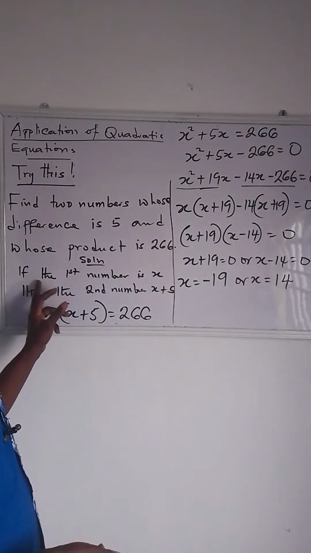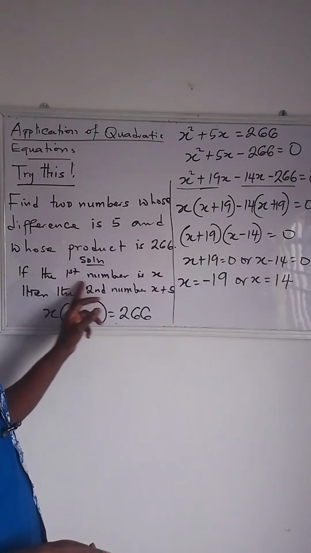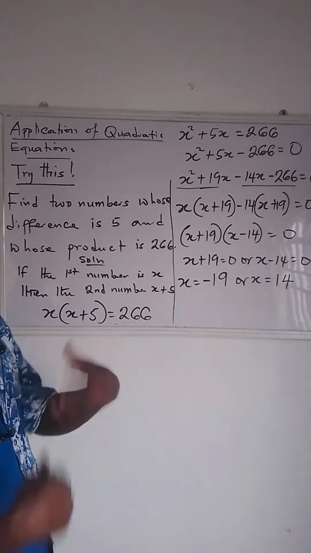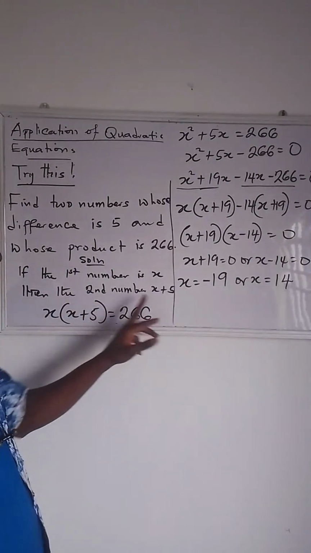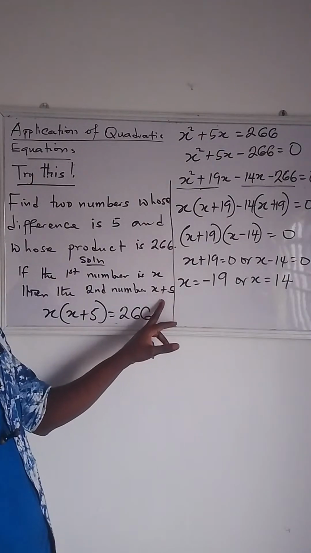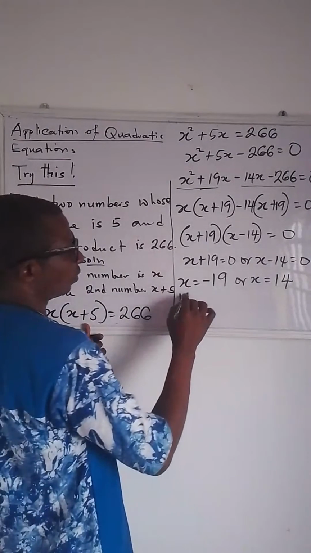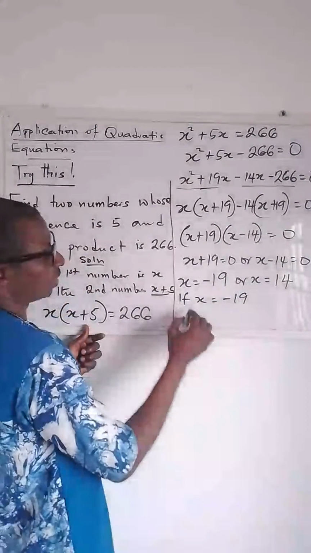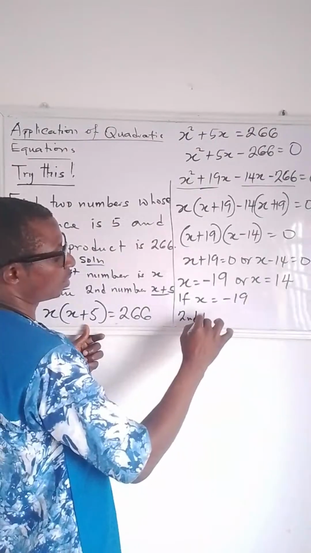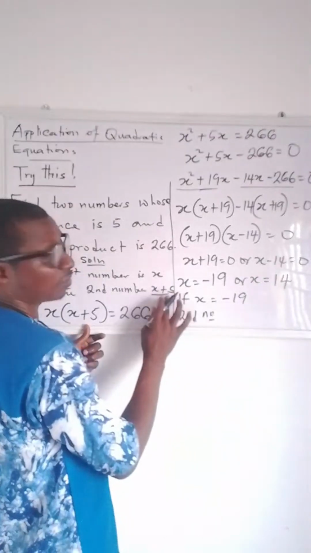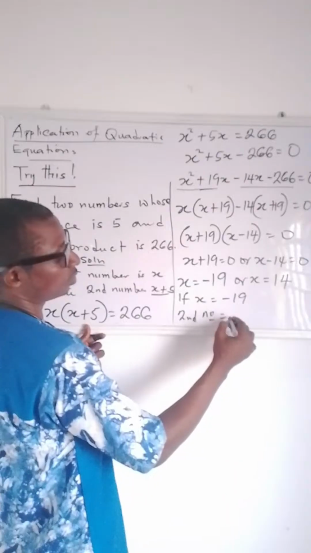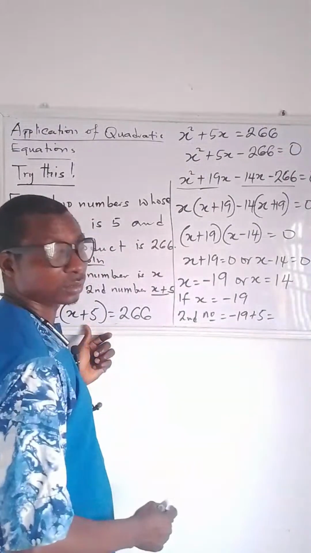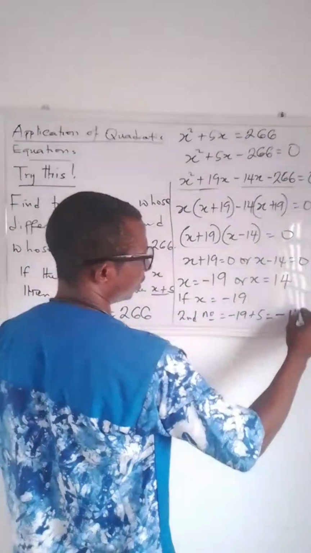Now see the two numbers. We want to get the two numbers. If the first number is x, and the first number is minus 19, what's going to be the second number? All we need to do, the second number will just be x plus 5. If x is minus 19, the second number will be minus 19 plus 5. And that gives you minus 14. Okay?